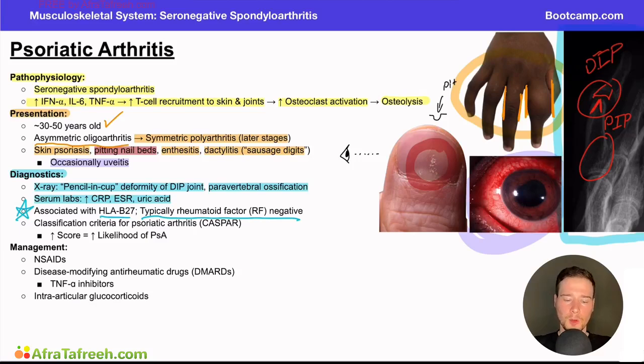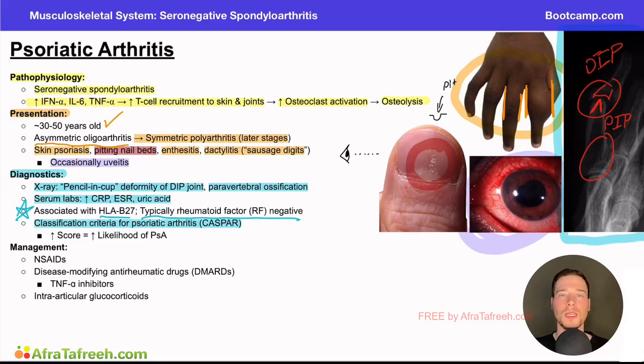Now, I'll just make a quick note on how we actually classify this. It's not super important for test day, but I want to be somewhat comprehensive here. The classification criteria for psoriatic arthritis is called the CASPAR. And this is basically a scoring system that includes both clinical features and diagnostic studies. Some clinical features can include patients who have psoriasis. That's a clinical criteria that makes having psoriatic arthritis more likely. Patients who have a history of psoriasis, patients who have dactylitis, or have something called psoriatic nail dystrophy, right? This constellation of findings make it more likely that the patient has psoriatic arthritis.